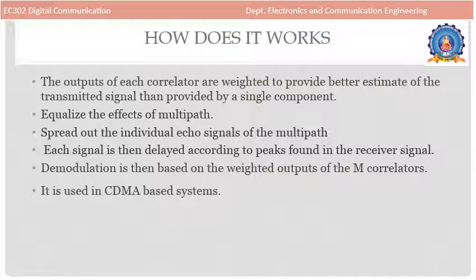With the working of rake receivers, as already we told, the output of each correlator is weighted to provide a better estimate of the transmitted signal than that provided by a simple component, and to equalize the effect of multipath. Equalize means we have to cancel the effect of multipath and spread out the individual echo signals of the multipath, and each signal is then delayed according to peaks found in the received signal. The demodulation is based on the weighted output of M correlators. It's mainly used in CDMA based systems.